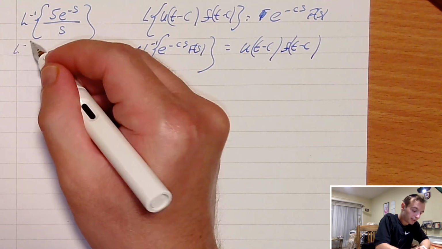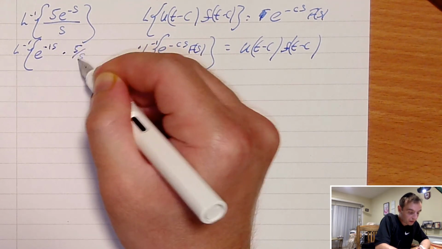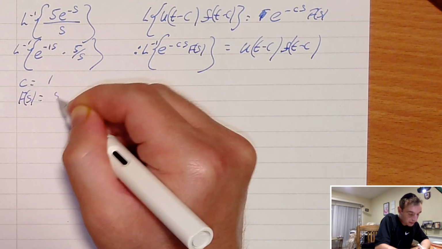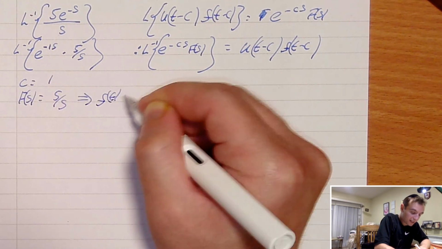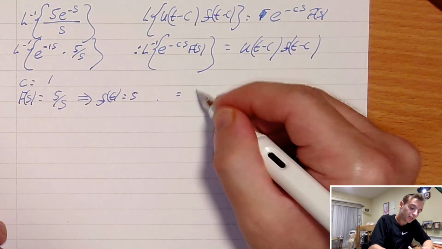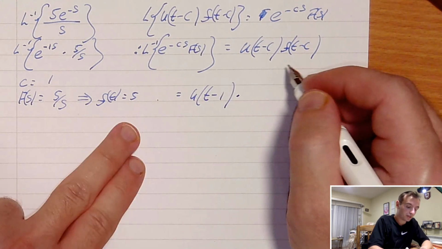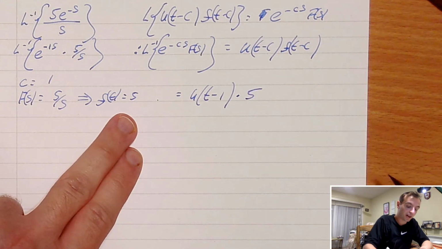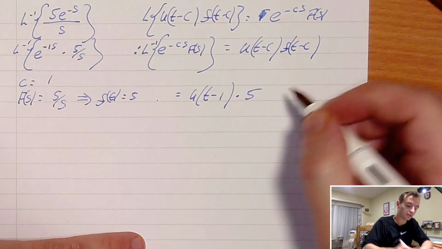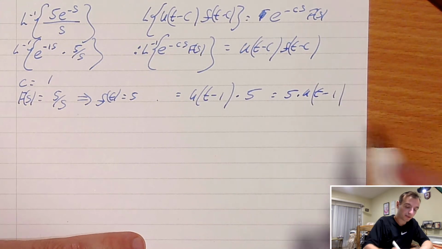So I'm going to rewrite the question, the inverse Laplace transform of e to the minus 1s times 5 on s. So I can immediately see that the shift is going to be 1. F(s) is going to be 5 on s, and that's going to imply that f(t) equals 5. Therefore, the answer is going to be u(t minus 1) times the function f(t minus c). The function here is just 5. There's no t, so therefore there's no shift either. So that's going to be the function u(t minus 1) times 5. You can also write that as 5 times u(t minus 1) as well. That's also okay.